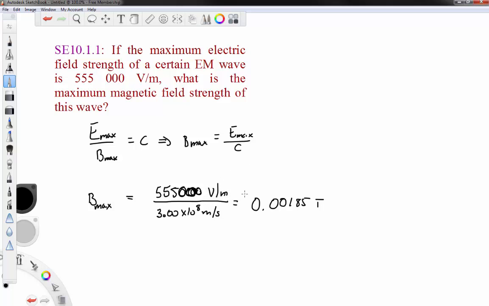A volt per meter cannot be converted into a Tesla. A volt per meter is its own unit. A Tesla is its own unit. They are not equivalent units.